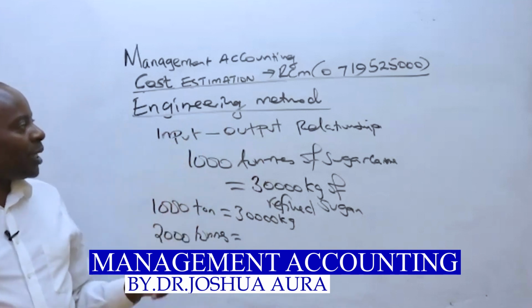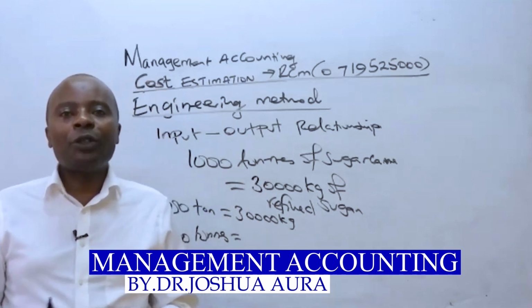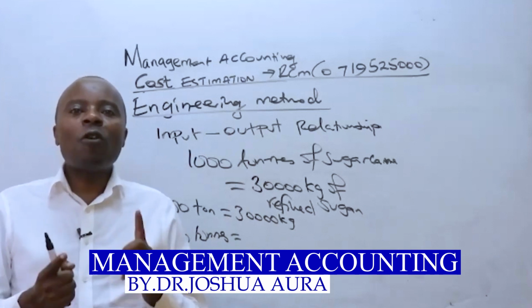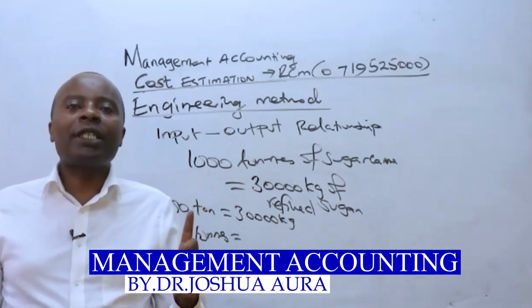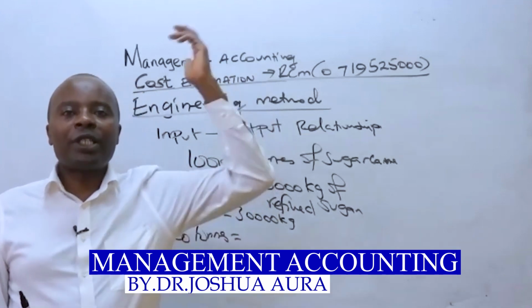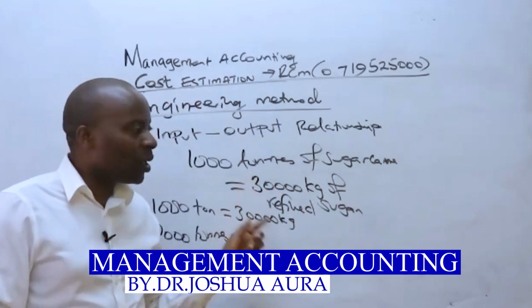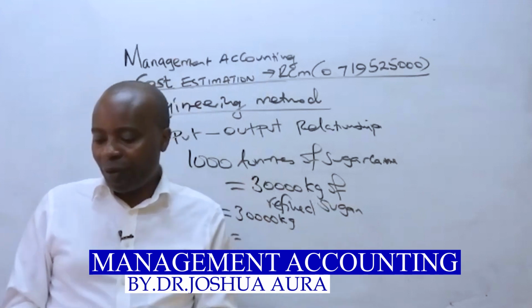Now, this model has one big disadvantage. What if there is no input-output relationship? What if, for example, we have a scenario of fixed costs which are independent of the number of units produced? Even if you produce 10,000, the cost is ever fixed. Then this method can never be used in such a scenario. Very important for you to pick that.